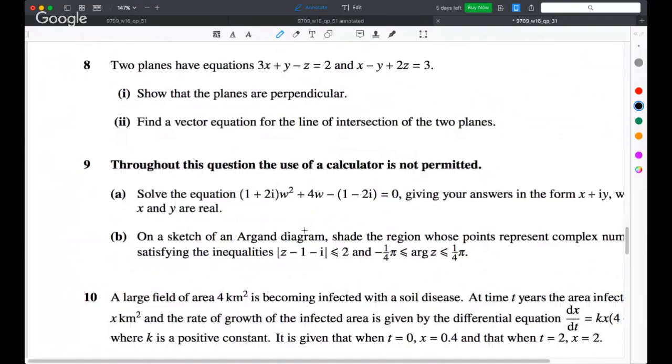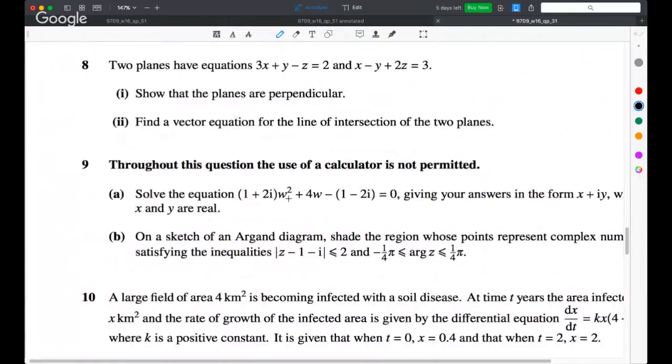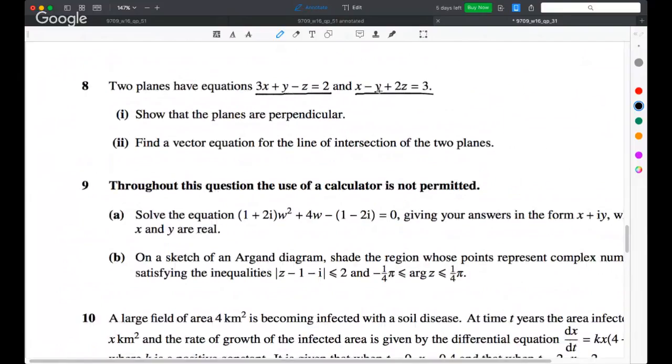All right, number 8. Two planes have these equations. Show that the planes are perpendicular. Well, usually when we see a 'show that these things are perpendicular' question, we're used to seeing vectors, whereas these are the equations that the planes are obeying. But there's a very easy way to extract the vector that's normal to the plane from one of these equations.